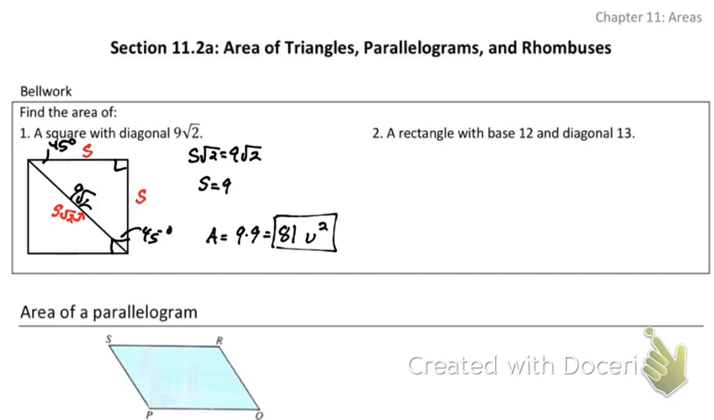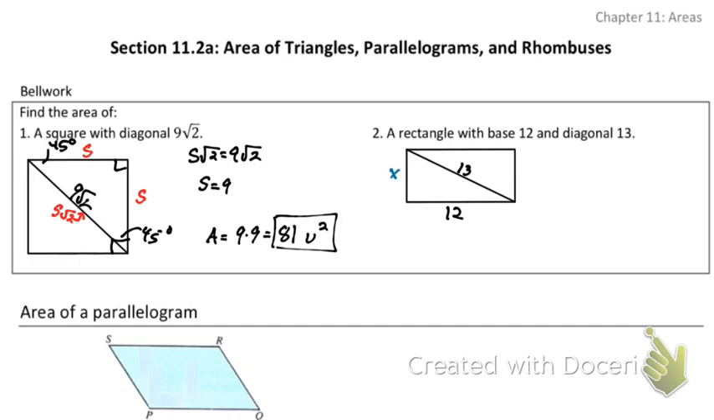All right, a rectangle: we have a base of 12 and a diagonal of 13. So let's draw that bad boy. Let's say this is 12, and it has a diagonal of 13. Now, don't try to push things into a 60, 30, 90 or 45, 45, 90 triangle. Don't force it into it. Ask yourself, do I know two sides of the triangle? Yes, I do. If you know two sides of your triangle, how could I find that third side?